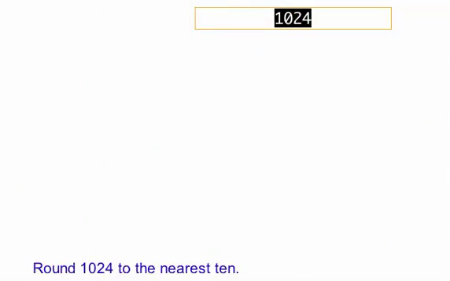Round 1,024 to the nearest 10. Okay, this is the tens place, so the place just before it is the ones, is a 4, and it tells us to round down, right? Remember, if it's 4 or lower, round down. So this stays as a 2, and that's why people often have difficulty with the concept of round down, because the 2 stays, but everything else after becomes 0. So we're rounding 24 down to 20. Okay, that's why we call it rounding down. All right, so 1,020.